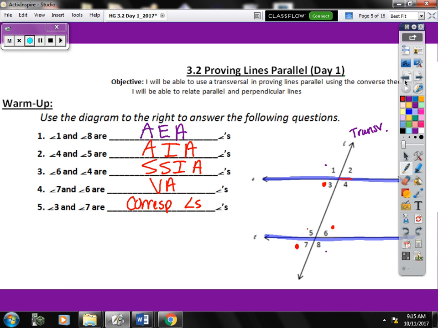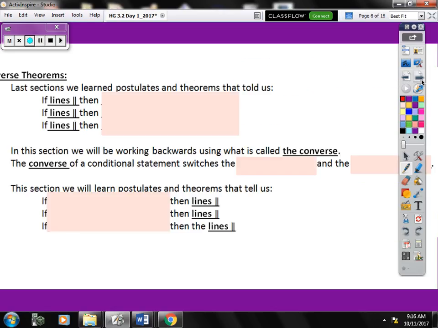So today what we're actually doing is we are going to prove the lines are parallel. So in all of the other problems I told you, like, line L is parallel to M. Today, I'm not going to tell you they're parallel. We're going to actually prove that they're parallel using some converse theorems. So in the last section, we learned postulates and theorems that told us if lines are parallel, then corresponding angles are congruent.